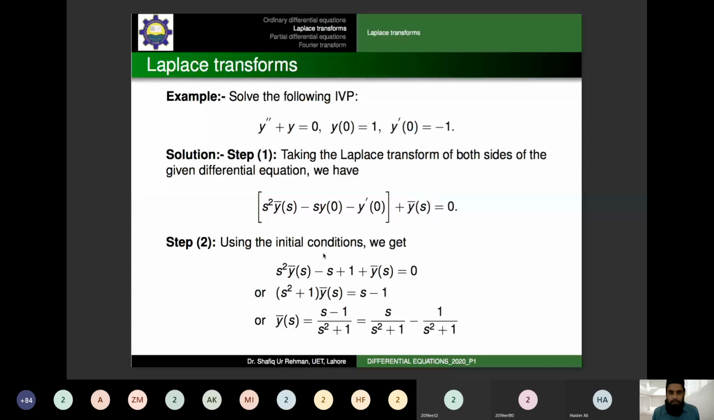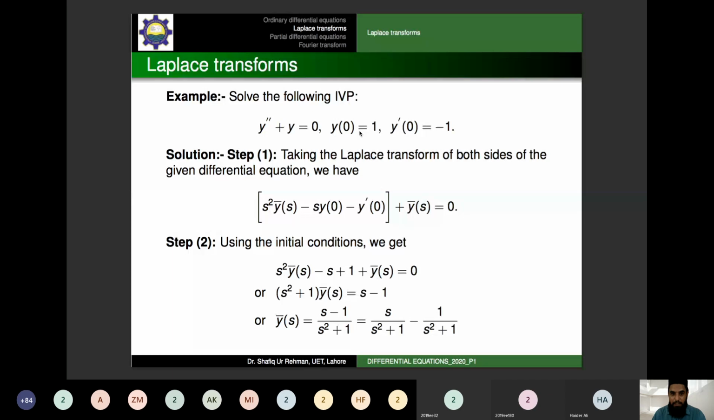Like we have a second order differential equation, y double prime plus y is equal to 0. It's homogeneous because the right hand side is 0. Keep an eye, y is going to be a function of t by default. So y double prime is the second rate of change of y with respect to t.